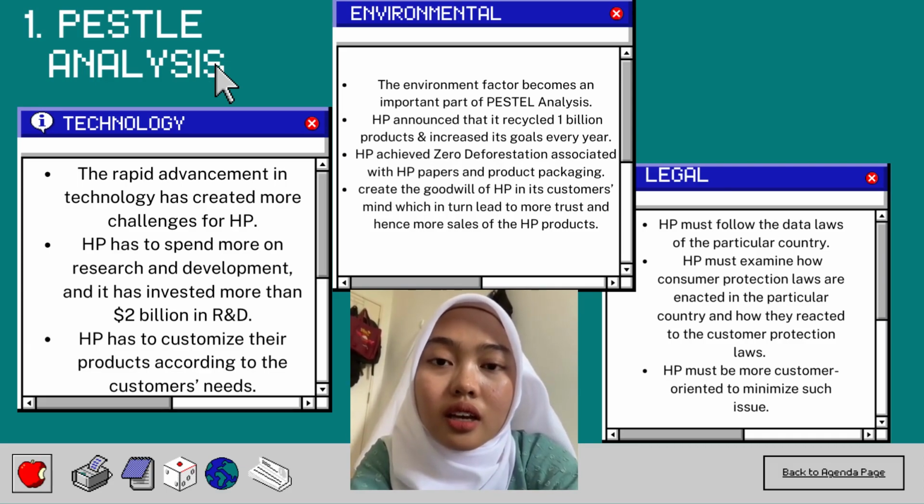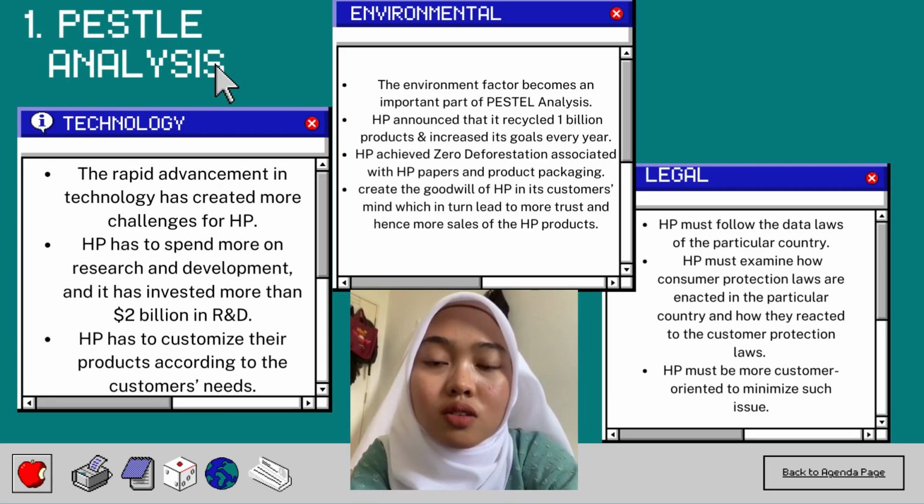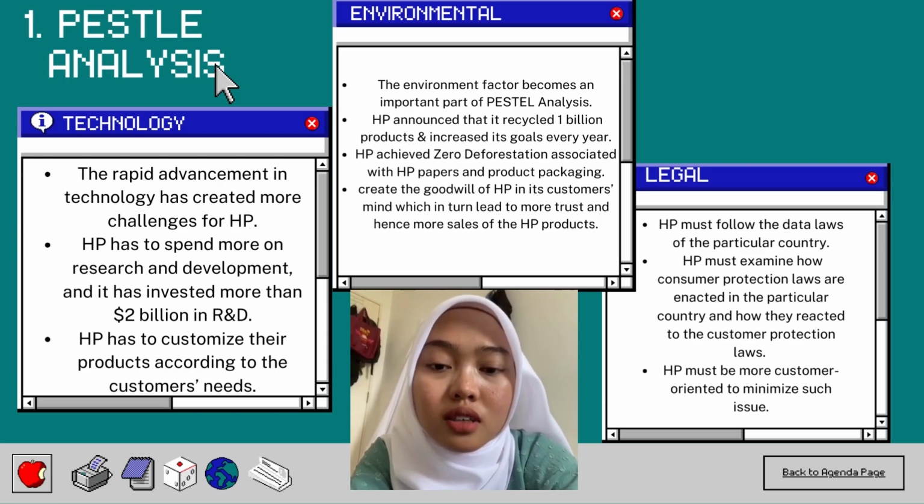In countries like the US, Europe, UK, India, consumer protection laws are very important to follow. HP must examine how consumer protection laws are enacted in the particular country and how the normal consumers and various activist groups react to the consumer protection laws, whether there are special courts for issues between the consumers and the company. If yes, then HP must be more customer oriented to minimize such issues.